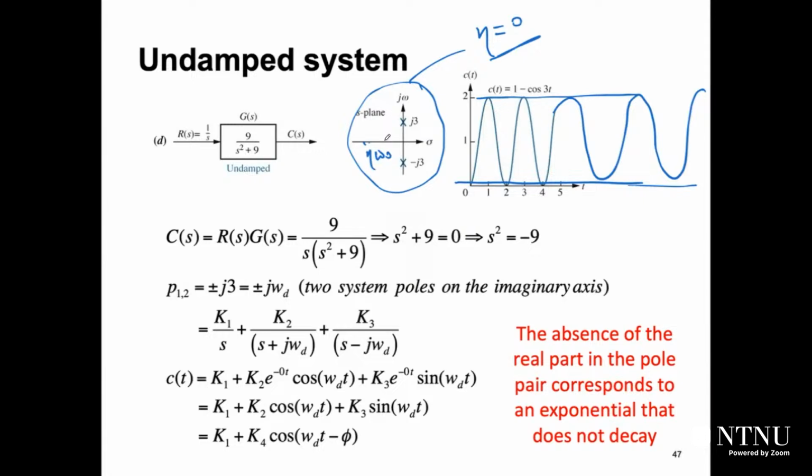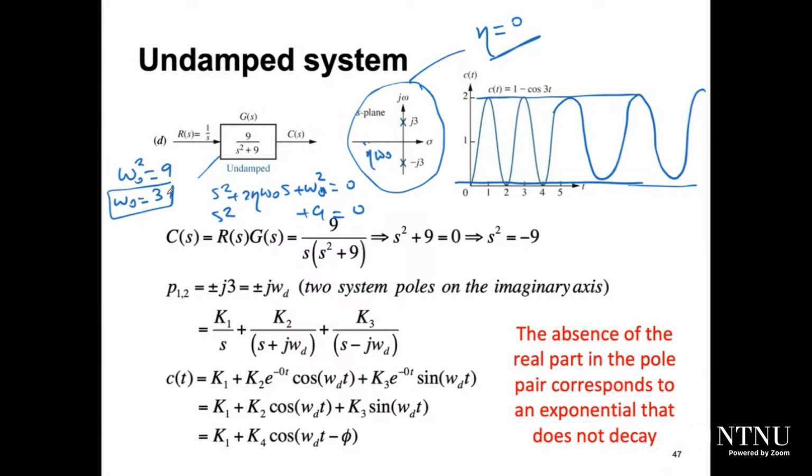You have this transfer function 9 divided by s squared plus 9. Just to compare this one with the general form, we have s squared plus 2 zeta omega n s plus omega n squared equals 0. Just compare this one with this equation. We have here s squared plus 9 equals 0. From this equation, we just compare coefficients. So omega n squared equals 9, which means omega n equals omega 0 equals 3 radians per second.